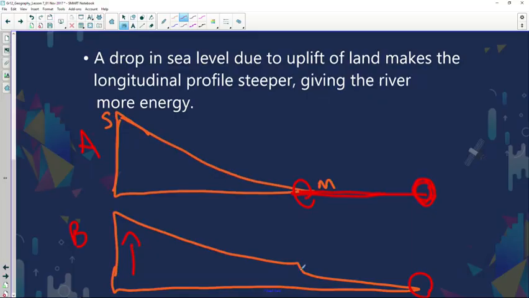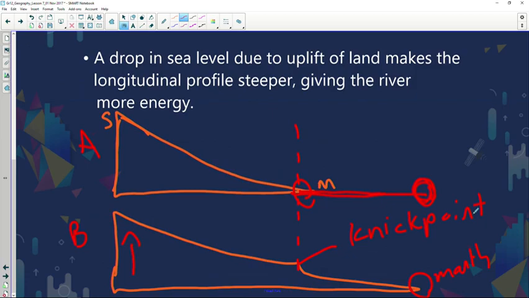But now all of a sudden, there was an upliftment of land. Pay attention over here. The mouth used to be here, but there's an upliftment. So what happens? The sea level has dropped. So now the mouth is situated over here. So what was created over here? A nick point. And what do we call this nick point? We say it's the temporary base level of erosion.